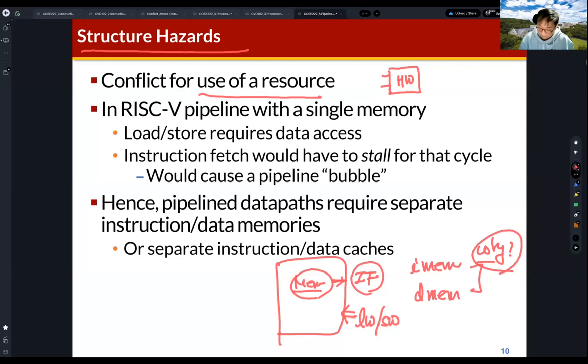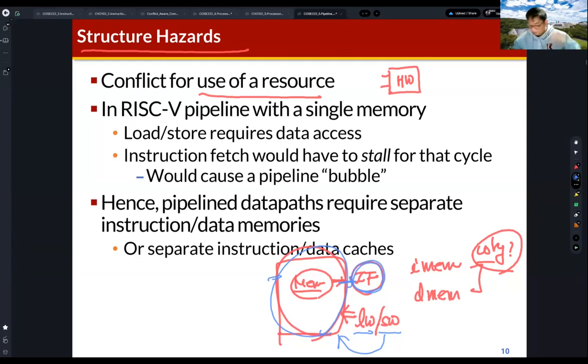Actually, every instruction needs to be fetched from the memory, right? So this memory is used for instruction fetch for every instruction. But if we have only one memory, then the memory is already occupied for instruction fetch. Then load word and store word cannot access the memory because the memory is occupied. Okay.